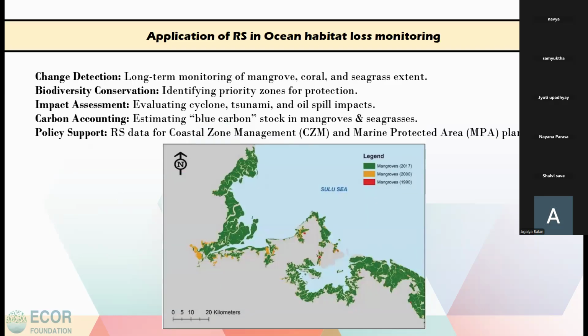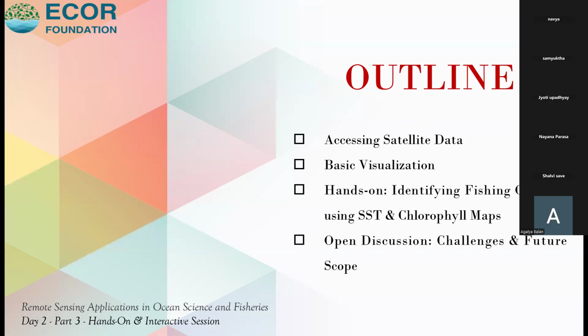So the applications over here, we can see that everything is the same. The extra is carbon accounting, where the estimation of blue carbon stock in mangroves and seagrass is an important application of remote sensing in ocean habitat loss monitoring. So yeah, that's all for the theory part.